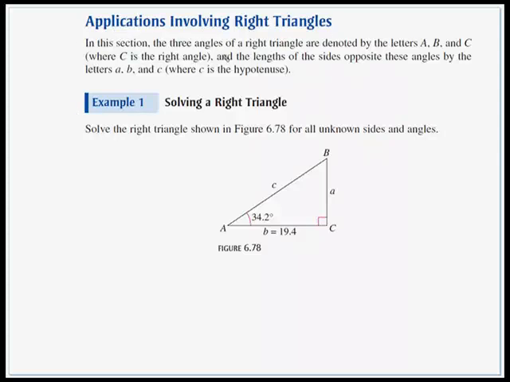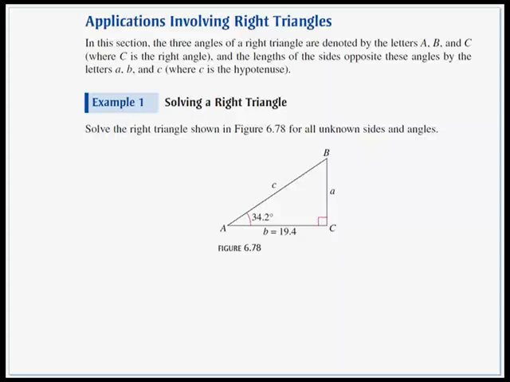In this section, the 3 angles of a right triangle are denoted by the letters A, B, and C, where C is always the right angle. The lengths of the sides opposite these angles are lowercase a, b, and c, where c is the hypotenuse, which of course is across from the right angle. And we did something like this a few sections ago when we solved right triangles.